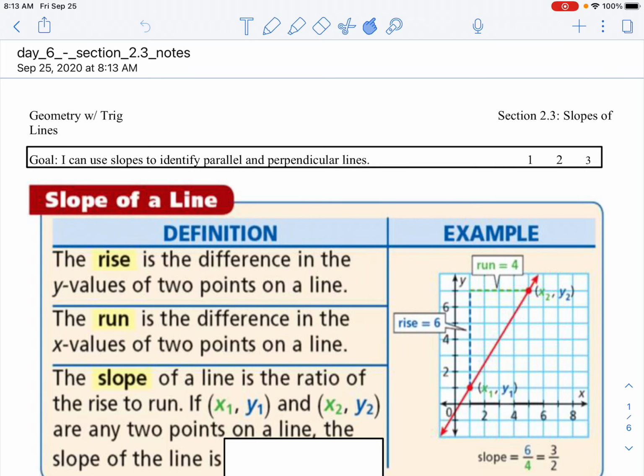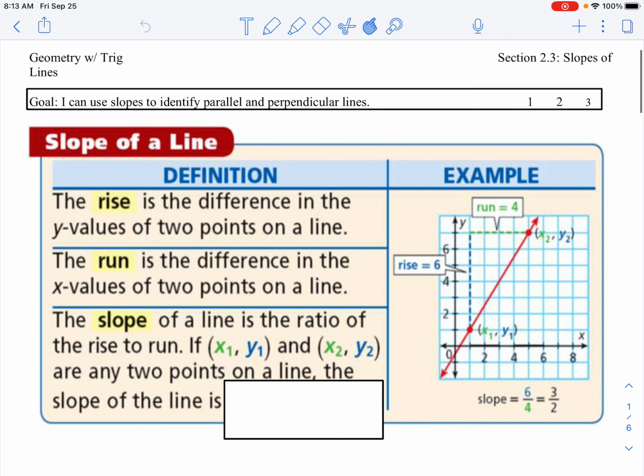Okay, today we're going to go ahead and get into section 2.3 notes. All right, so we're going to be looking at slopes of parallel and perpendicular lines in this chapter. All right, so slope, we did in algebra before. It's going to come up again here, so we're going to look at two ways to do the slope.